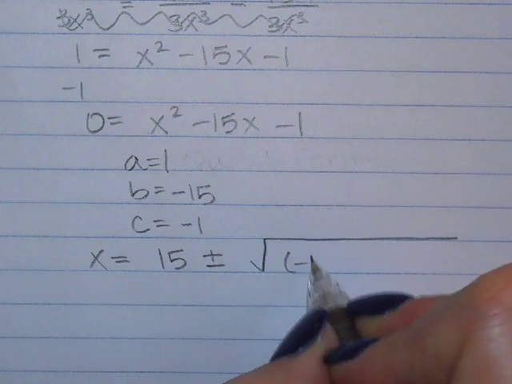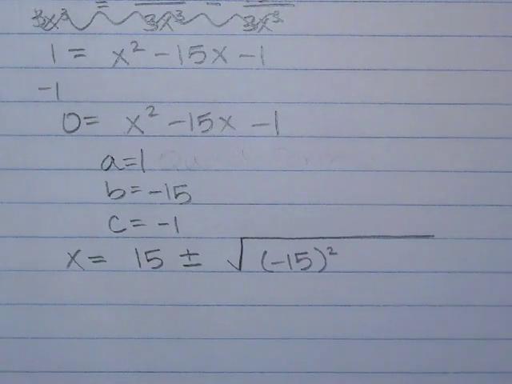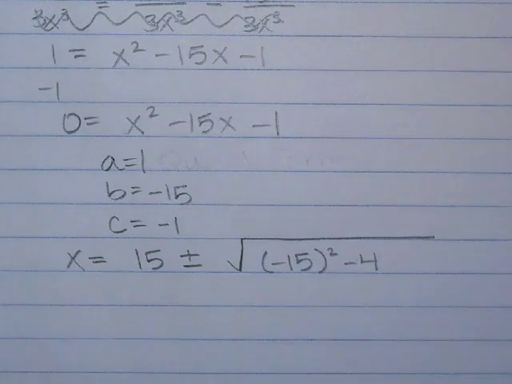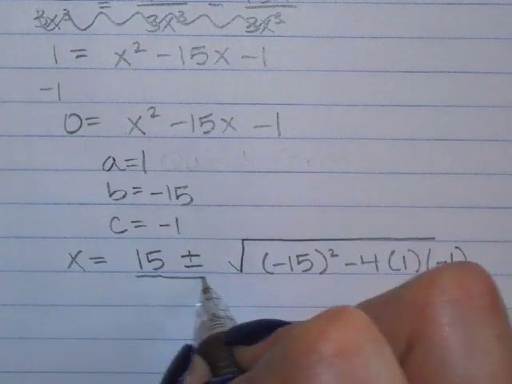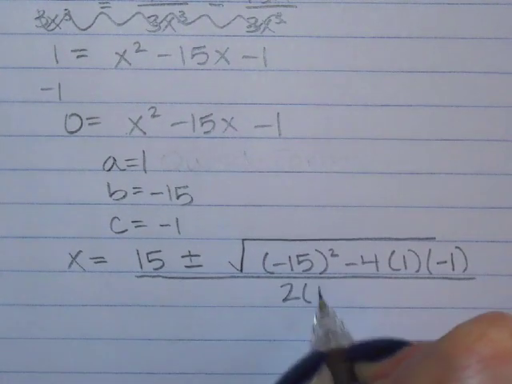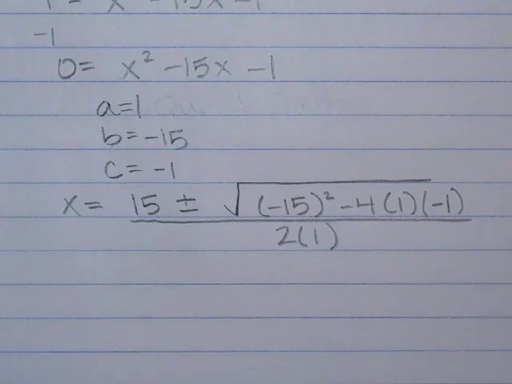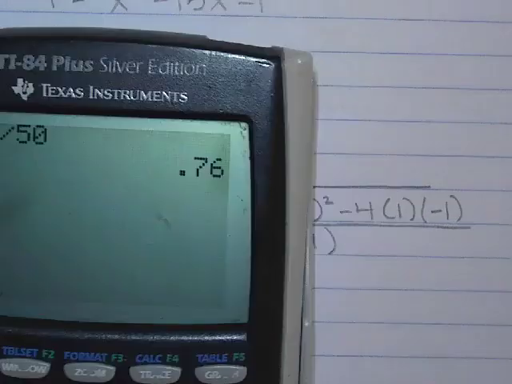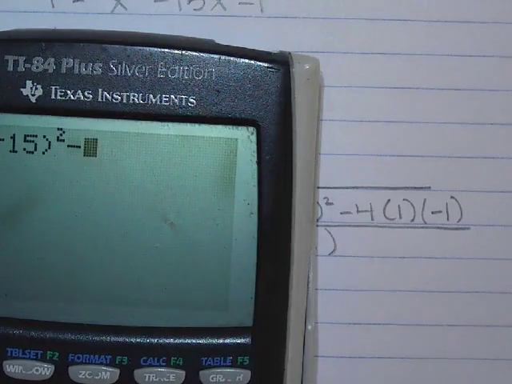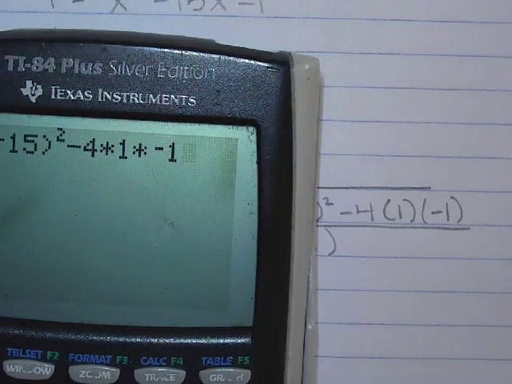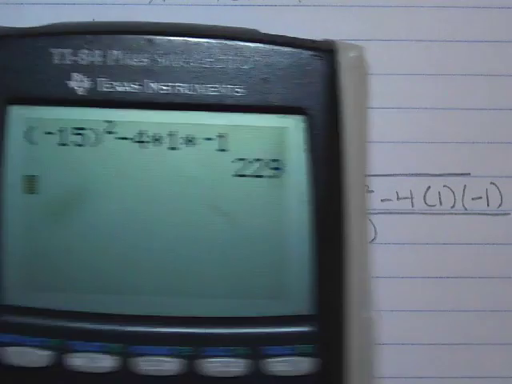b squared times 1 times negative 1 divided by 2a. Okay, and then what part do we type into our calculator? The part on the inside for now. So we're going to do negative 15 squared minus 4 times 1 times negative 1. And we're taking the square root of 229.